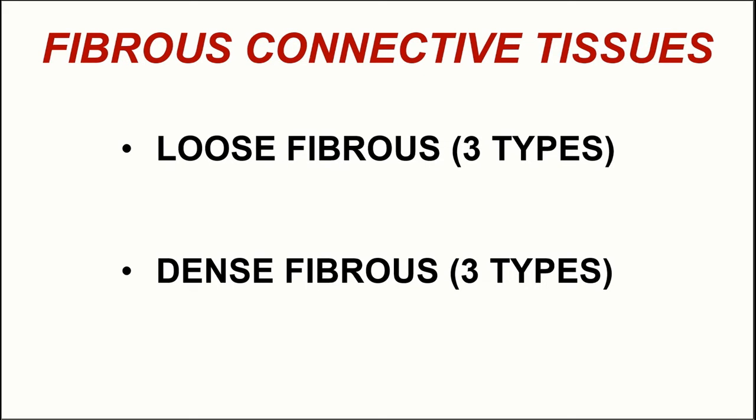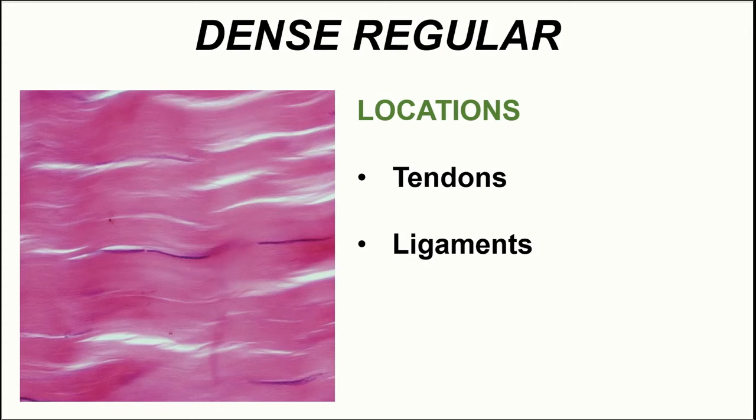Here we will examine the three types of dense fibrous connective tissues. So remember that these are dense fibrous because their fibers are packed closely together. So we'll start with dense regular connective tissue. Now, dense regular connective tissue is generally found in both tendons and ligaments.